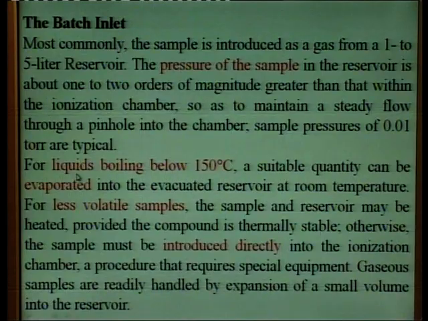For liquids boiling below 150 degrees centigrade, a suitable quantity can be evaporated into an evacuated reservoir at room temperature, and for the less volatile samples which are thermally stable, they are introduced directly into the ionization chamber, a procedure that requires special equipment. The gaseous samples are readily handled by expansion of a small volume into the reservoir.